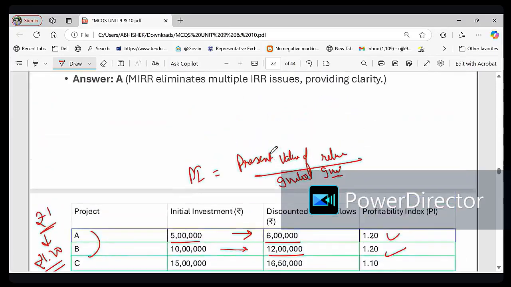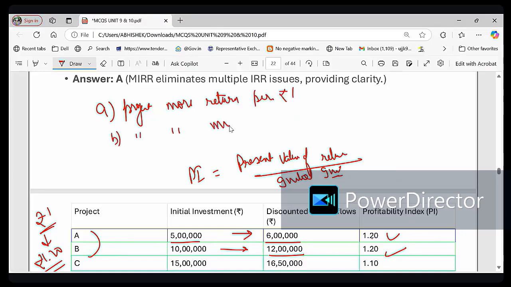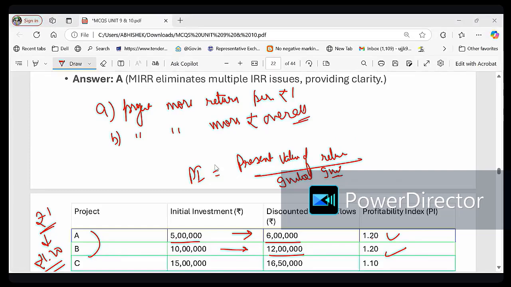So one question I'm asking you: which project would you prefer? Option A, a project that gives you more return per 1 rupee. Option B, a project that gives more rupees overall. Tell me, which one would you choose? Suppose two options are there. Would you prefer a project giving more return per 1 rupee, or a project that gives you more rupees overall? That is what is happening in A and B. Both have the same profitability index, but B is giving you more return.